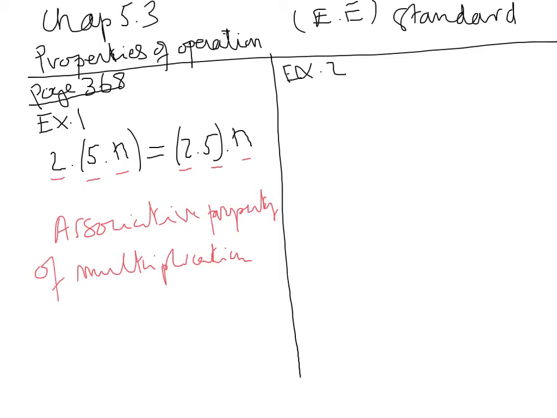So let's take a look at example 2. It's asking us to state whether the following conjecture is true or false. If false, provide a counterexample. The conjecture they gave us is just a sentence, a statement that we have to either agree or disagree with. In case we disagree, we have to provide a counterexample. It says division of whole numbers is commutative.